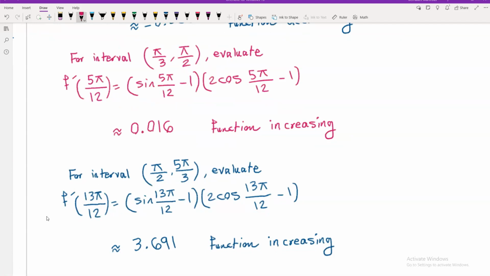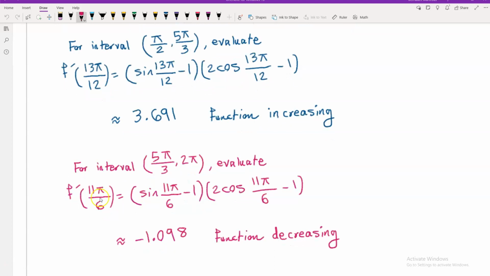Now moving to the right, we have the open interval pi over 2, 5 pi over 3, and the number that I used to evaluate f prime is 13 pi over 12. Using a calculator, our answer is 3.691, a positive number. Because of having a positive, our function is increasing on this open interval. Moving from left to right, now we have the open interval 5 pi over 3, 2 pi, and I use 11 pi over 6, which is between 5 pi over 3 and 2 pi. Evaluating f prime at 11 pi over 6, using a calculator, rounding to 3 decimal places, our answer is negative 1.098. So we have a negative number, and because of that, our function is decreasing.